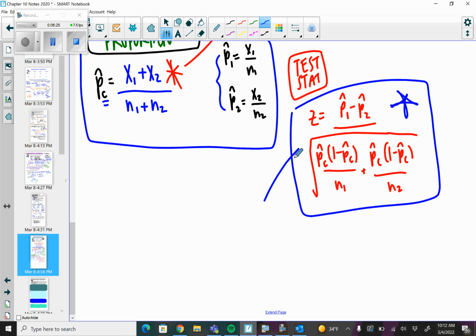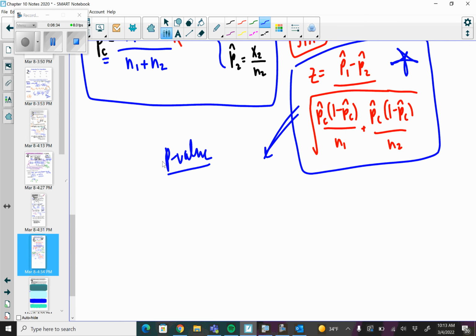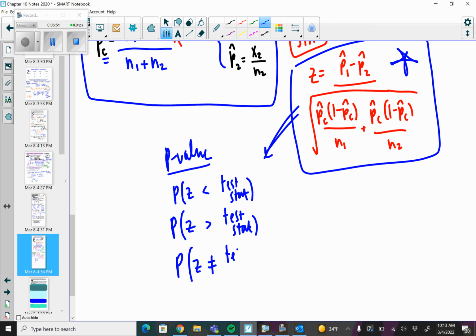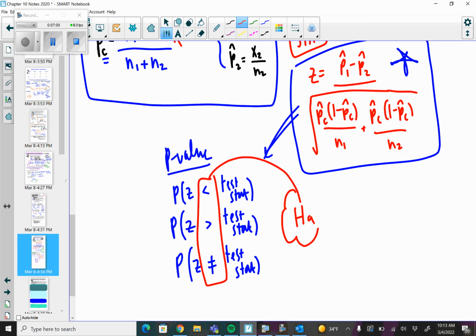Once we find a test statistic, of course, then we calculate a p-value, or the probability of our test statistic happening, or more extreme, in the direction of our alternate. So we're going to find the probability that Z is less than whatever that test stat is, or the probability that Z is greater than whatever that test statistic is, or the probability that Z is not equal to our test statistic. As I just said, but I will say again, this symbol is based on our alternate hypothesis, in the direction of the alternate. And once we calculate a p-value, our conclusion remains the same.